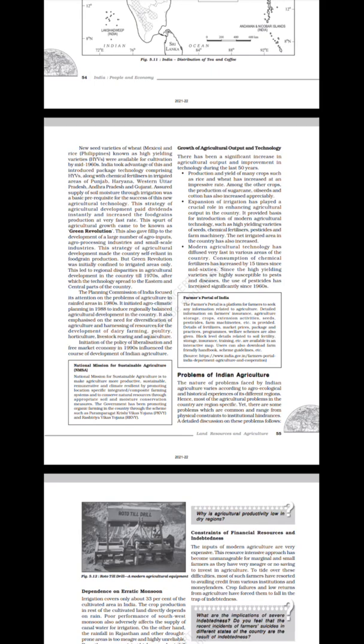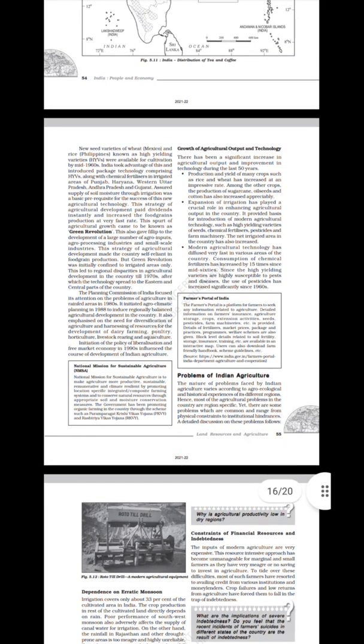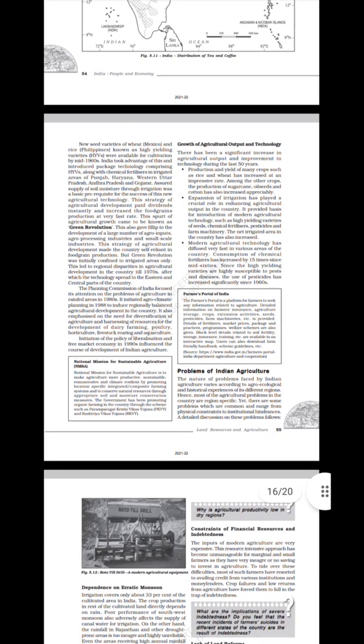The strategy of agriculture development paid dividends instantly and increased the food grains production at a very fast rate. This spurt of agriculture growth came to be known as the Green Revolution. This also gave a fillip to the development of a large number of agro inputs, agro processing industries, and small scale industries. The strategy of agricultural development made the country self reliant in food grain production.